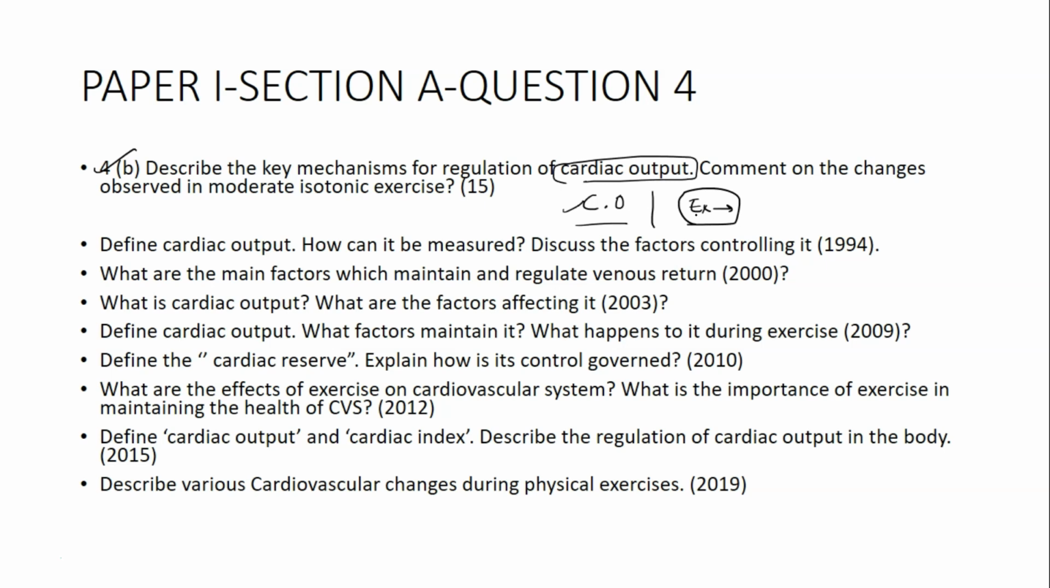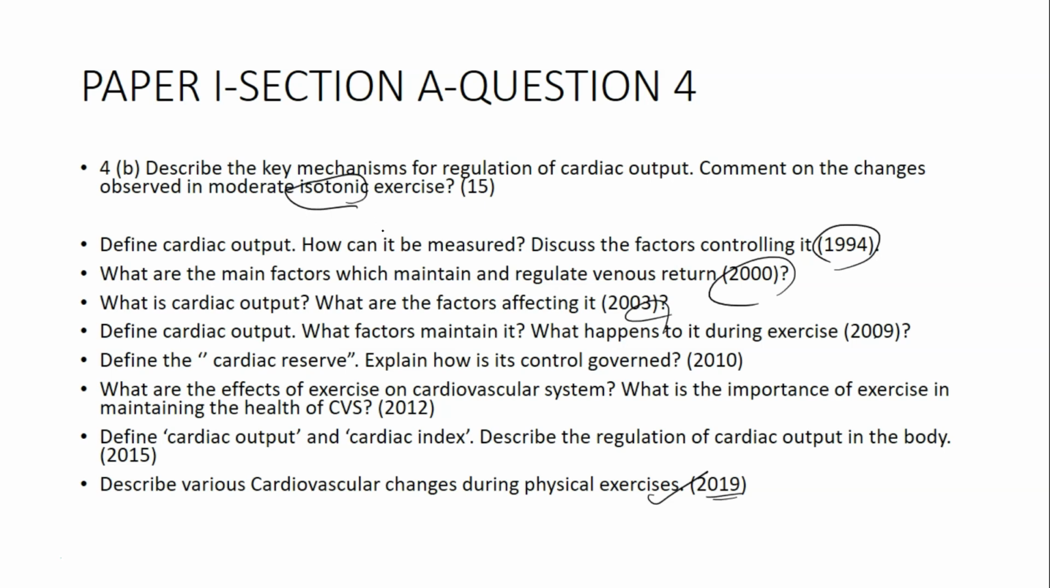These two topics are discussed in detail in our classes. The same question was asked and it is a repeat. 94, 2000, 2003, 2009, 2010, 2012: cardiac output and cardiac index, and in 2019, what are the various cardiovascular changes which are done during exercise. The same, instead of asking just exercise, they are giving you isotonic exercise.